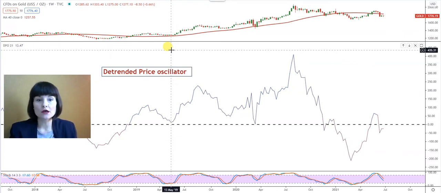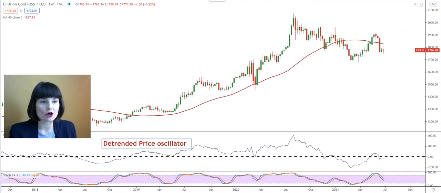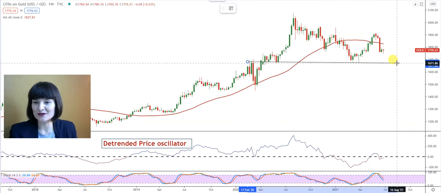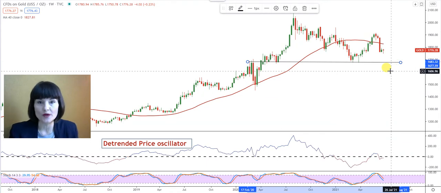All right, so I'm going to use the detrended price oscillator, and Kevin, we're going to look at the gold graph because a lot of investors are keen, and as per your email, very keen to make use of the oversold situation on the gold shares on our markets.